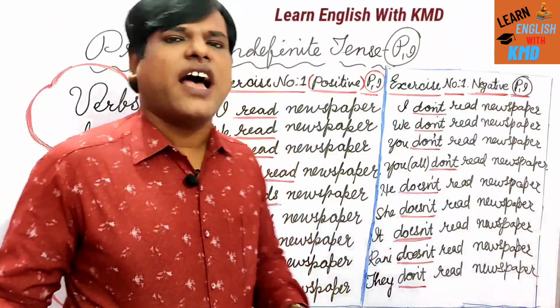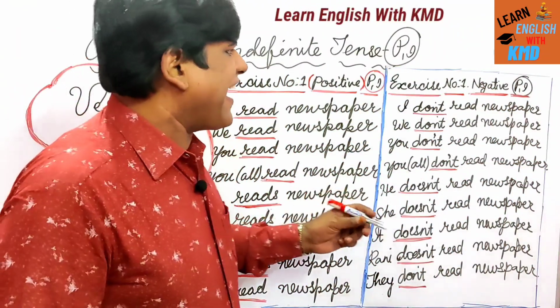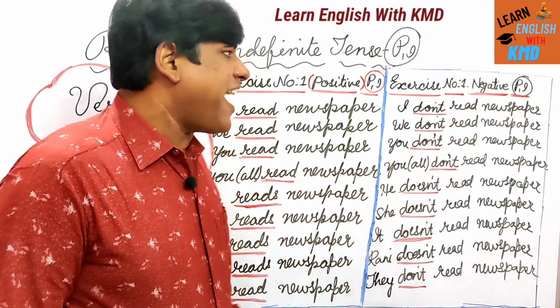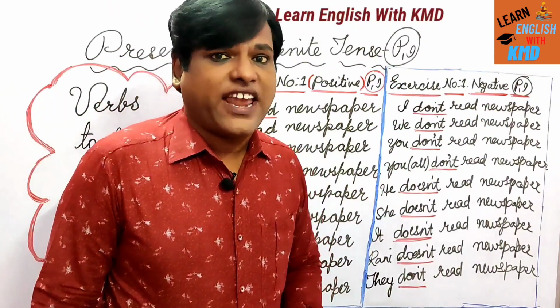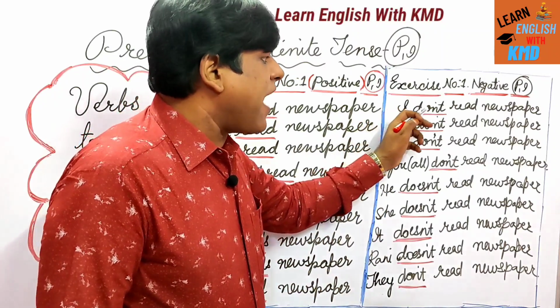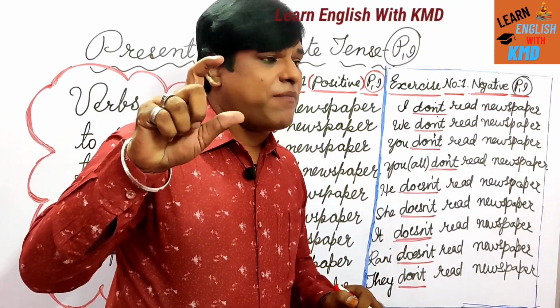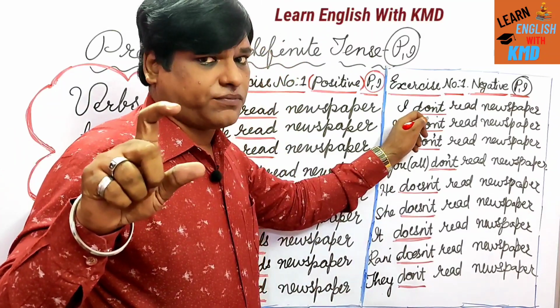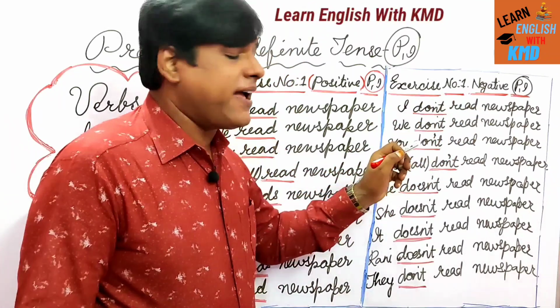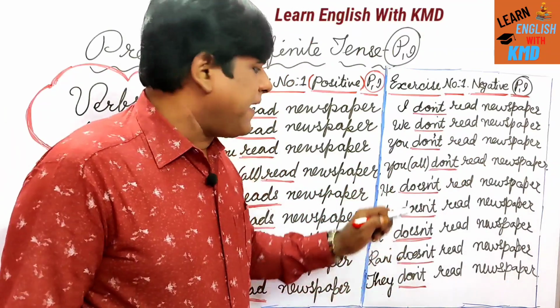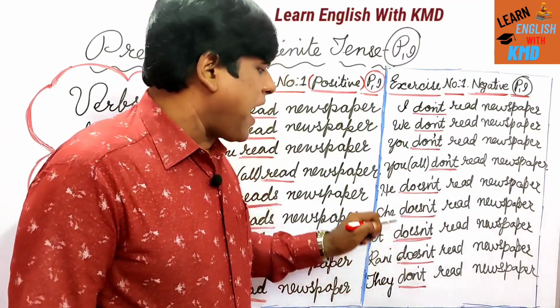Let's move on to exercise number 1 negative. Exercise number 1 negative is based upon present indefinite tense, and it goes like this: I don't read newspaper. Well, what's the negative word I'm using here? Don't. I don't read newspaper. We don't read newspaper. You don't read newspaper. You all don't read newspaper.